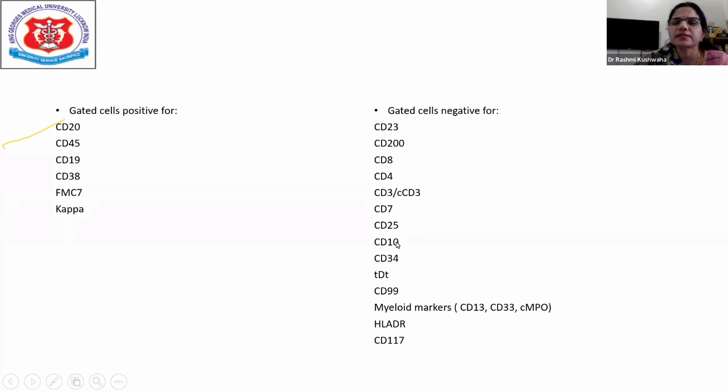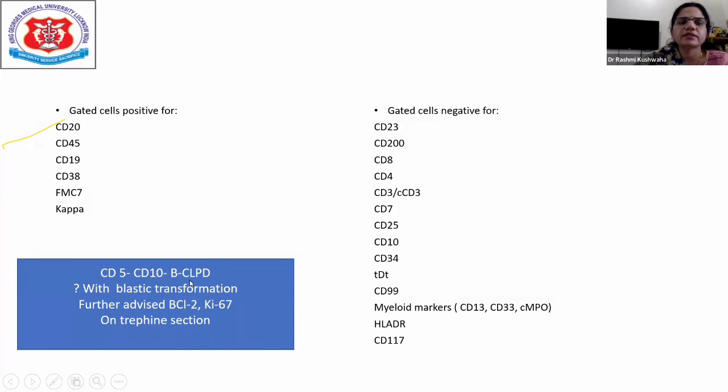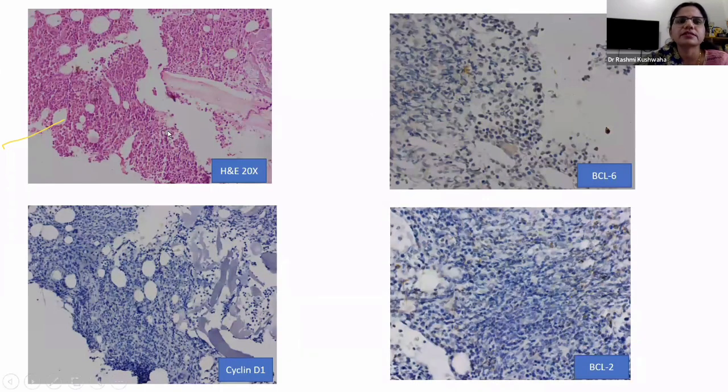CD25 was absent. The germinal center marker was absent. Immaturity markers and myeloid markers were absent. So here we are dealing with a CD5 negative, CD10 negative chronic lymphoproliferative disorder. And probably since we saw the prominent nucleoli, we thought, okay, this could be a blastic transformation. So then we further advised other markers on the trephine section like BCL2, Ki67 and BCL6. This is the trephine section that we got, this H&E view. BCL6 is absent, cyclin D1 is absent, and BCL2 is also absent. So probably we were dealing with marginal zone lymphoma.